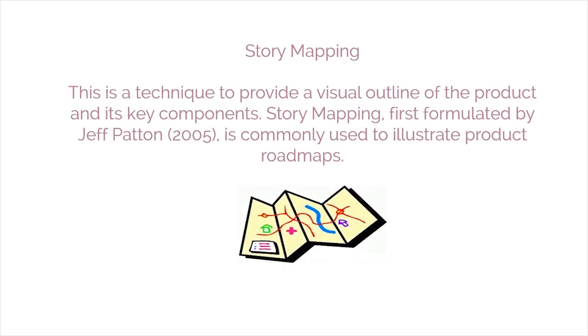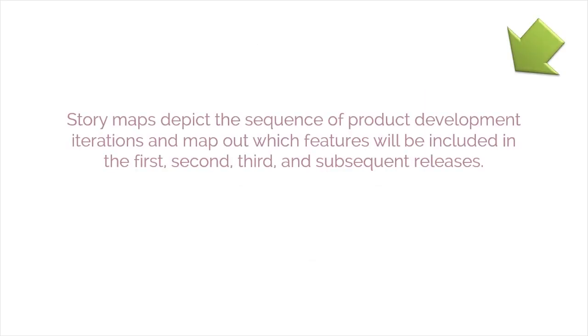The fourth method to plan for delivering value is story mapping. This is a technique to provide a visual outline of the product and its key components. Story mapping, first formulated by Jeff Patton in 2005, is commonly used to illustrate product roadmaps. Story maps depict the sequence of product development iterations and map out which features will be included in the first, second, third, and subsequent releases.